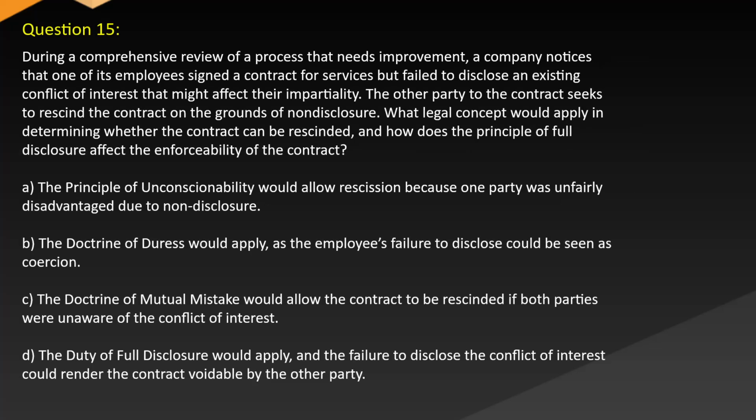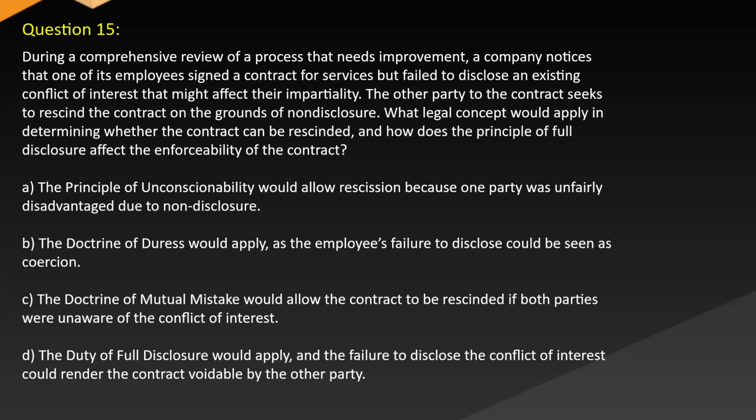Question 15. During a comprehensive review of a process that needs improvement, a company notices that one of its employees signed a contract for services but failed to disclose an existing conflict of interest that might affect their impartiality. The other party to the contract seeks to rescind the contract on the grounds of non-disclosure. What legal concept would apply in determining whether the contract can be rescinded, and how does the principle of disclosure affect the enforceability of the contract?